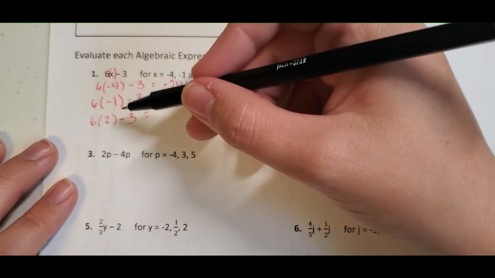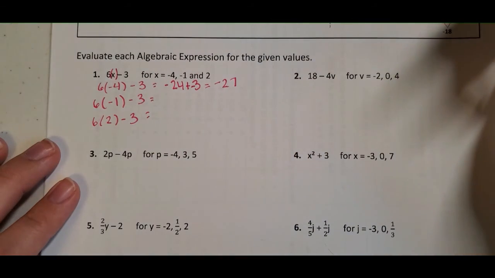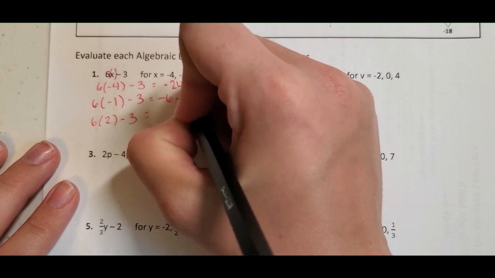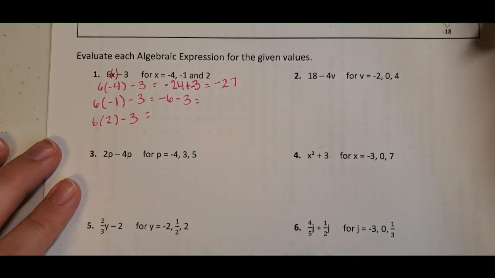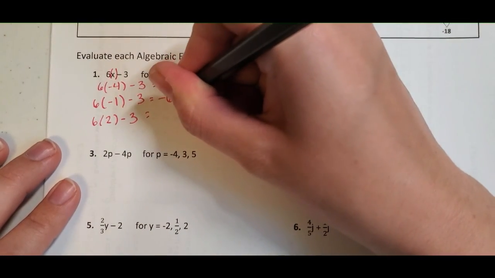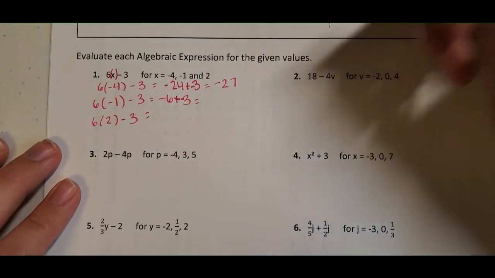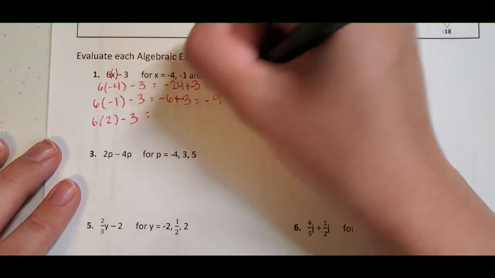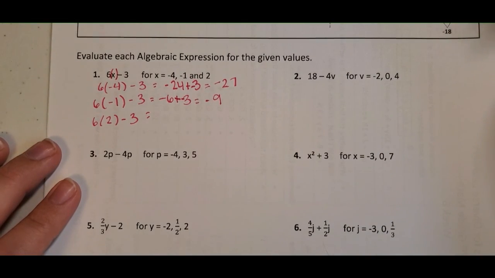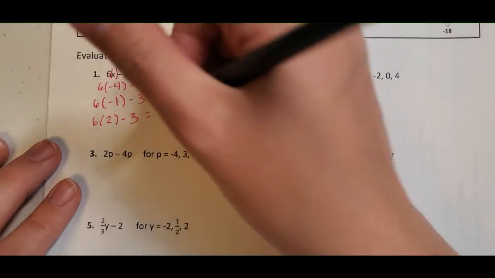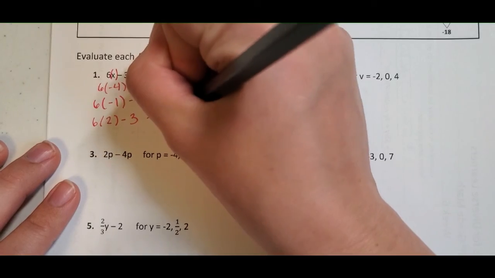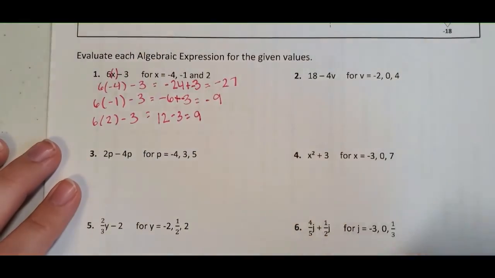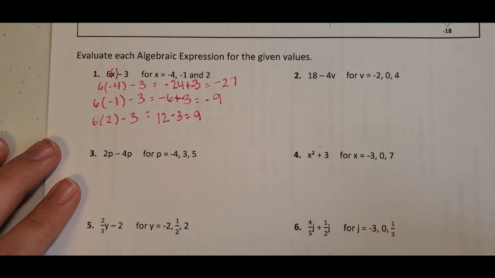6 times -1 is -6 minus 3. Same thing. You're going to have -6 plus a -3. So they're both negative, so you just add, so it's a -9. And now you have the last one. 6 times 2 is 12 minus 3. Well, 12 minus 3 is 9. So those are your 3 answers.